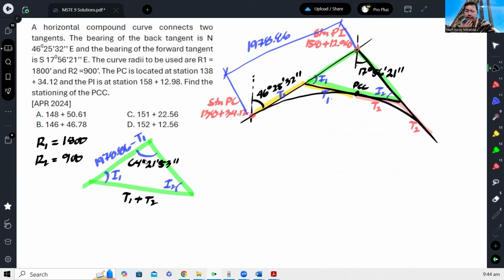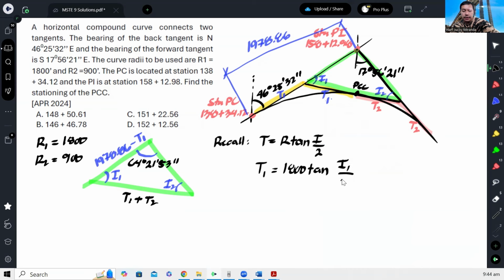relationship. Next, isa pa, total given yung radius, di ba pwede nating i-relate yung I tsaka yung T, no? So recall na T is R tangent I over 2. So ibig sabihin, yung T1 ay equal sa R1 which is 1,800 tangent of I1 over 2. Tapos yung T2 naman is R2 which is 900 tangent of I2 over 2. So ibig sabihin, itong T1 tsaka T2 na to, pwede natin isulat in terms of I1 and I2. Ganon din ito. Para puro I lang muna, na wala munang T.